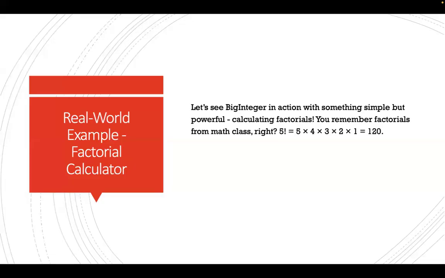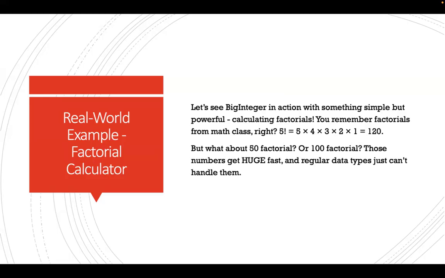Let's see BigInteger in action with something simple but powerful: calculating factorials. You remember factorials from math class, right? 5 factorial is equal to 5 multiplied by 4 multiplied by 3 multiplied by 2 multiplied by 1, which is equal to 120. But what about 50 factorial or 100 factorial? Those numbers get huge fast and regular data types just can't handle them.